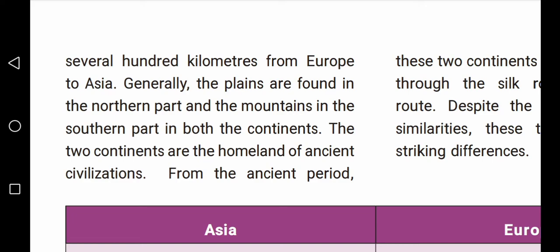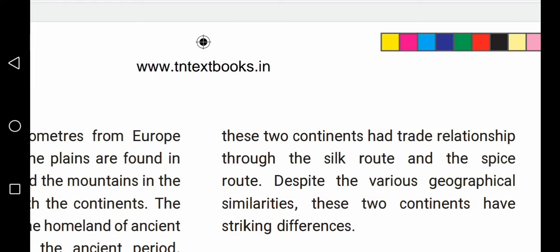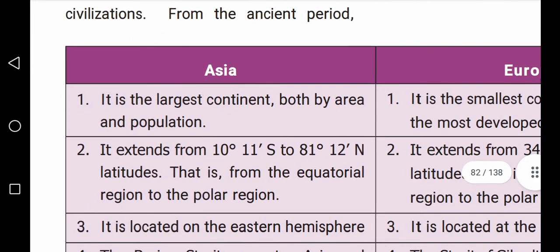The two continents are the homeland of Asian civilizations. From the ancient period, these two continents had trade relationships through the Silk Route and the Spice Route. Despite the various geographical similarities, these two continents have striking differences. Okay, next one, these are all the differences between Asia and Europe. There are 11 points given.